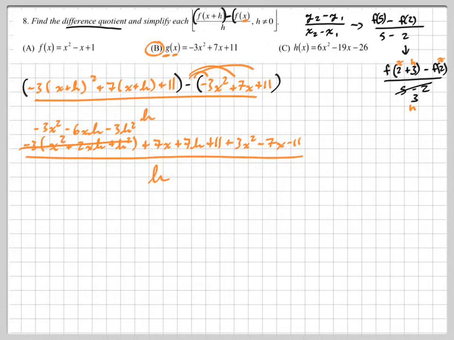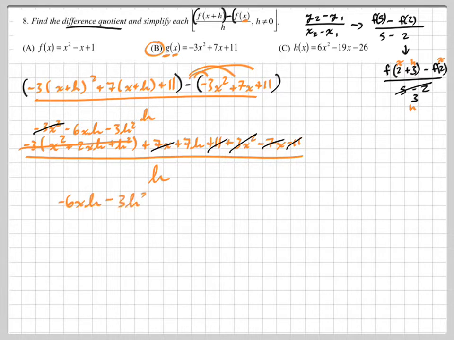And this is the best part. You get to find all the terms that cancel each other out. If you're doing the difference quotient correctly, you should be able to cancel out some stuff, like these 3x squareds and the x terms, the 7x and the negative 7x. And then finally, there's one more. Do you see it? There they are, the 11s.